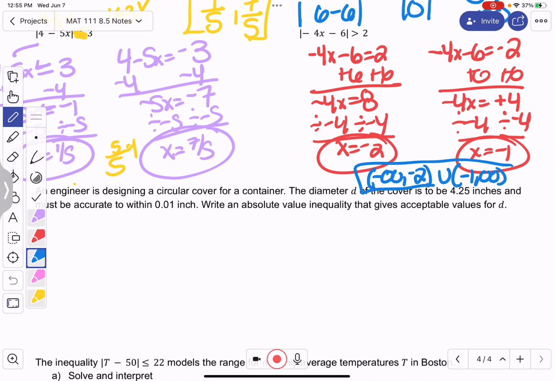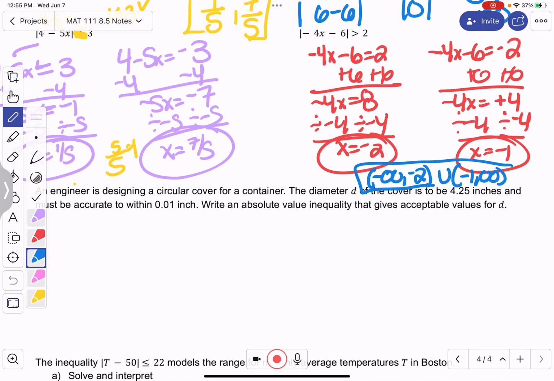So what we're saying is if the diameter of the one we make, and we subtract the 4.25 that we want, we need that number to be within 0.01. So it could be like 4.26, could be 4.24, anywhere within that range. So really, we're saying we want it to be less than or equal to 0.01. And if we do the absolute value, that accounts for the plus and the minus. That's all that means when it says to write it. The value you're looking for minus what you want should be less than or equal to the accuracy.